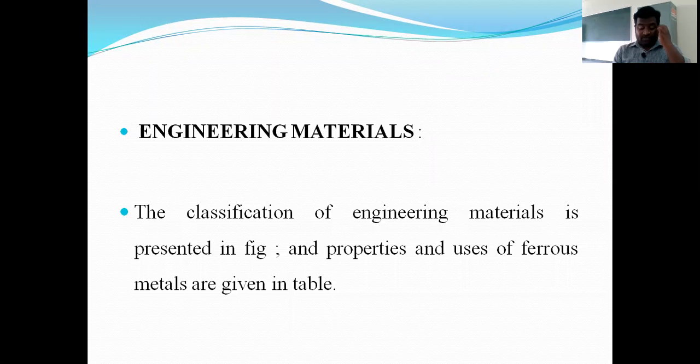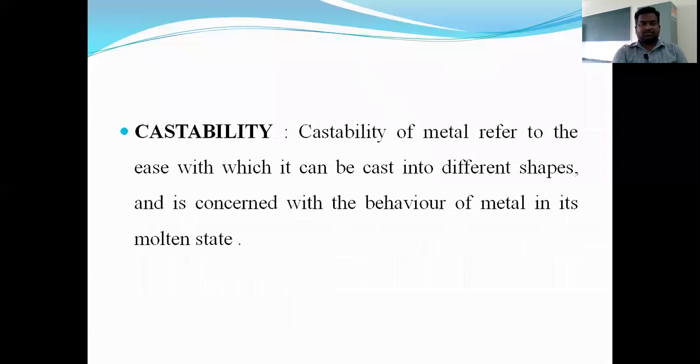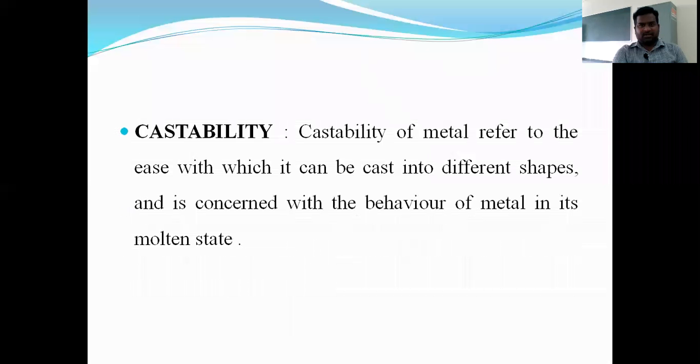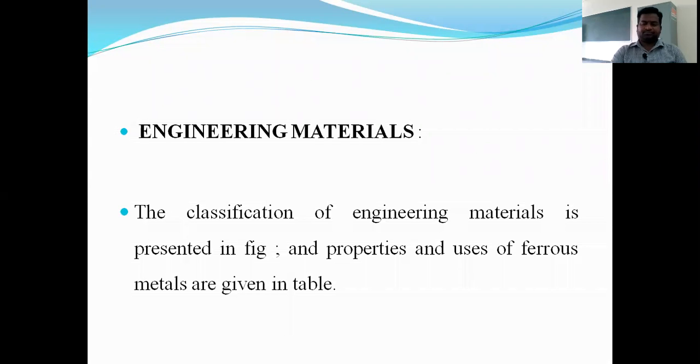So we have finished yesterday's class: castability, machinability, and weldability. These are under the category of mechanical properties of the materials. Now we are moving to another topic, that is engineering materials. These are all under the category of factors influencing while designing a component. Understood? Factors influencing while designing a component.